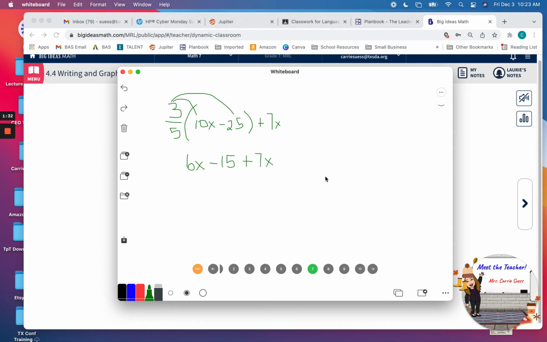Yes. Okay, are there any other terms that we can combine? Ricky? The 6x and the 7x because they are like terms. So what is 6 plus 7? 13. So I will have 13x. And then I just rewrite my minus 15 because it doesn't have any other terms that are like it. Because there's no variable with it. There's no letters with it. Good job. Any questions? Does that make more sense?